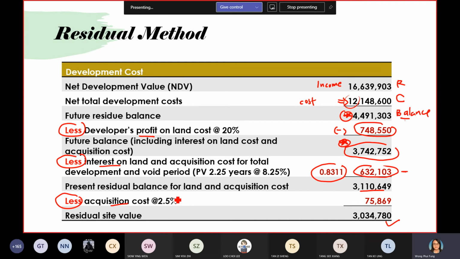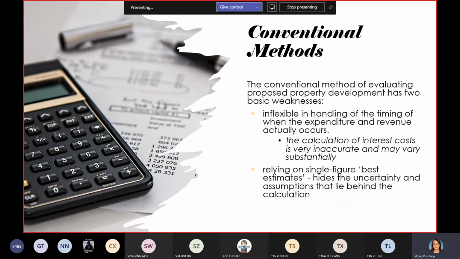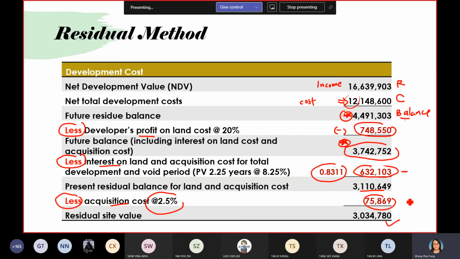So say, for example, I allocate 2.5%. So for the last minus, you use the previous figure minus the previous figure divided by 1 plus i. The i here will be the site acquisition percentage. So this will be the site acquisition cost that you're going to pay later. So that's why you need to minus it first. That is the third minus.